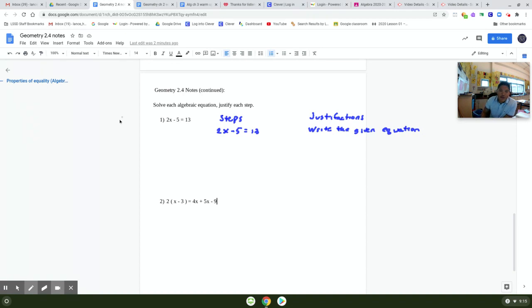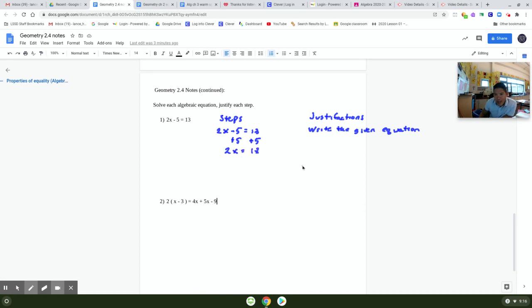And then even though you might be able to solve this in your head, you still have to show each of your steps. So in order to start solving this equation for x, last year you probably learned to see what's being done to the variable. In this case, the variable is being multiplied by 2, then you're subtracting 5. So then you want to use your inverse operations. The first inverse operation is adding 5 to each side. And then what you're left with is 2x is equal to 18.